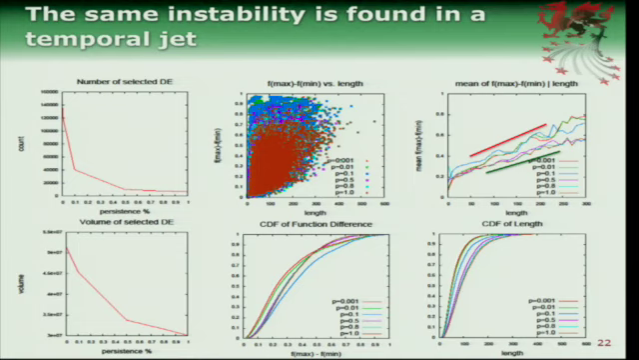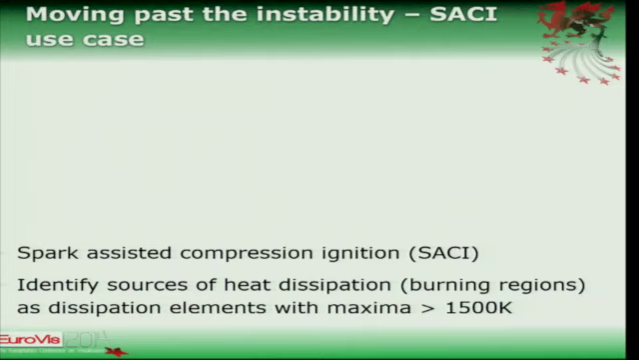And the cumulative density function of the function difference and the length also show similar clustering based on persistence. Okay, so this particular analysis based on identifying these different zones seems to be unstable. Is there anything we can do with dissipation elements that is still useful?